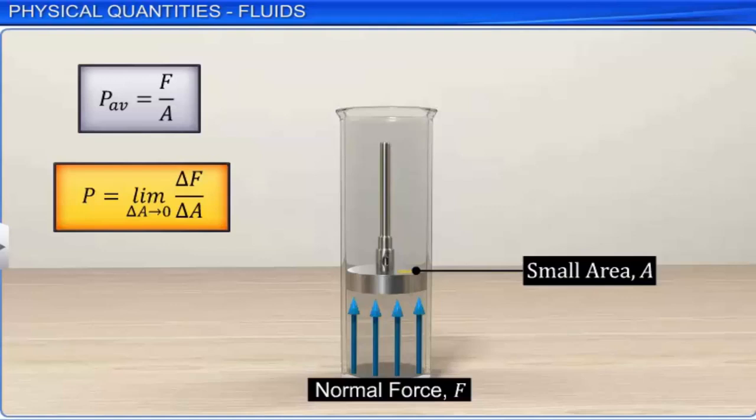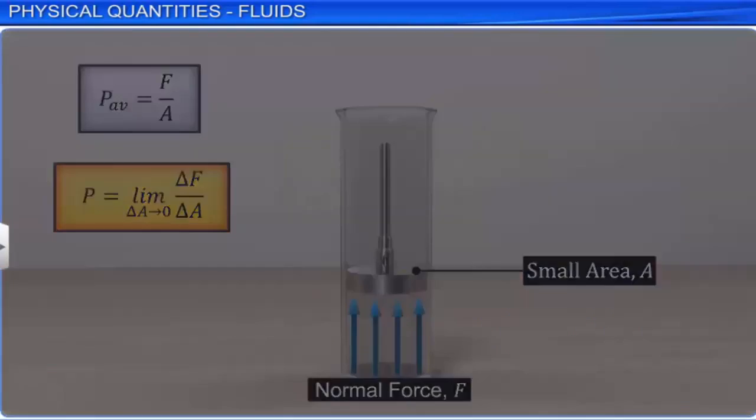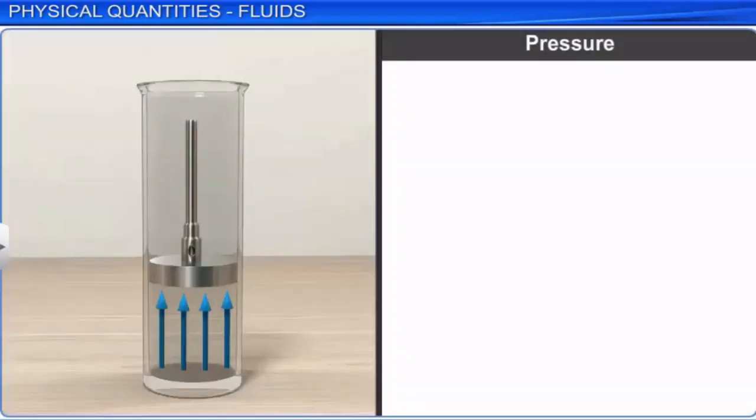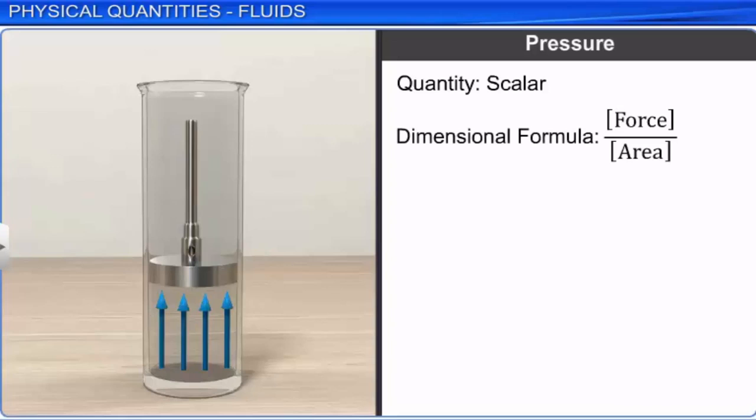The dimensional formula of pressure is the ratio of the dimensional formula of force to that of area. The dimensional formula of force is M L T power minus 2. The dimensional formula of area is L power 2. Hence, the dimensional formula of pressure is M L power minus 1 T power minus 2.